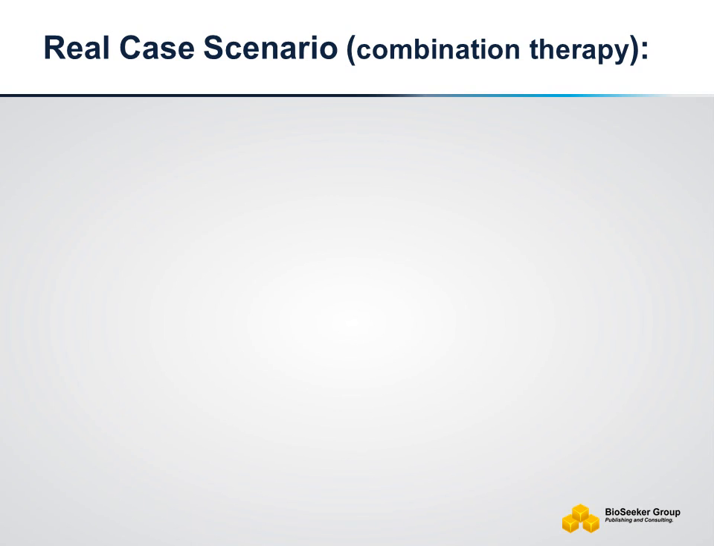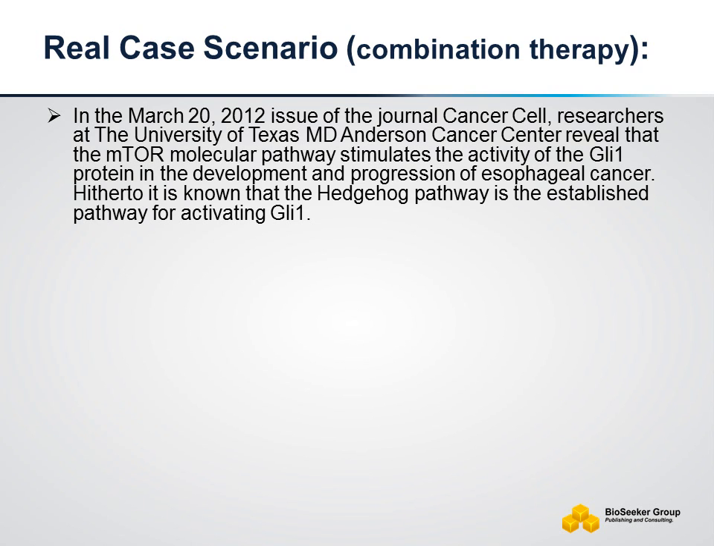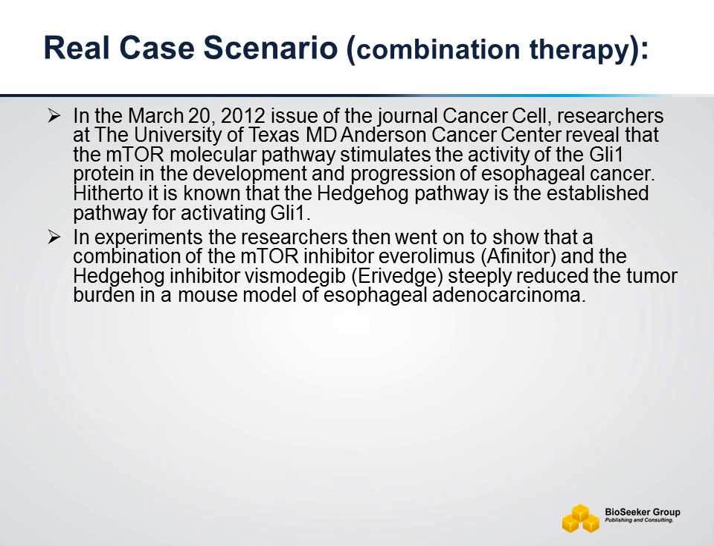Real case scenario involving combination therapy. In the March 20, 2012 issue of the journal Cancer Cell, researchers at the University of Texas MD Anderson Cancer Center revealed that the mTOR molecular pathway stimulates the activity of the GLI1 protein in the development and progression of esophageal cancer. Hitherto it was known that the hedgehog pathway is the established pathway for activating the GLI1 protein. In experiments, the researchers then went on to show that the combination of the mTOR inhibitor everolimus and the hedgehog inhibitor vismodegib steeply reduced the tumor burden in a mouse model of esophageal adenocarcinoma.